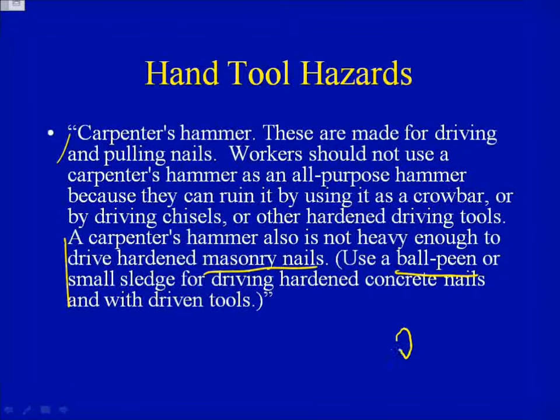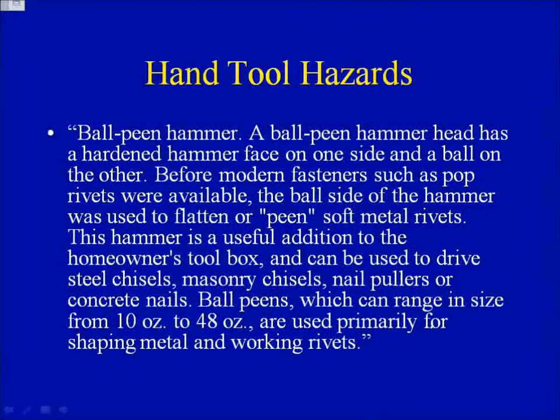So hazards then are carpenter's hammer. These are made for driving and pulling nails. Workers should not use them for all-purpose hammers because they can be used as a crowbar, for example, driving chisels or other hardened driving screws. Then the carpenter's hammer is also not heavy enough to drive hardened masonry nails. Use a ball peen hammer. That's the one that I talked about with that characteristic design, like this.